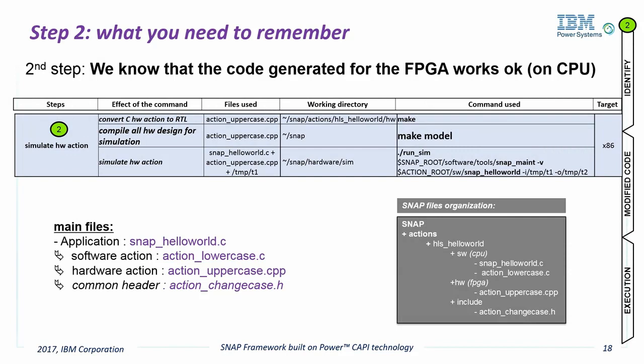Let's summarize. We know that the code generated for the FPGA runs functionally OK on CPU. Once the environment is set, we have used one make command to compile the hardware action from the hardware directory. We could also have used the make actions command run from the snap root directory. To generate the model, we used just one make model to compile the whole design for the simulator. We have now in 3 different directories the 4 files useful to validate the software and the hardware action with the application.